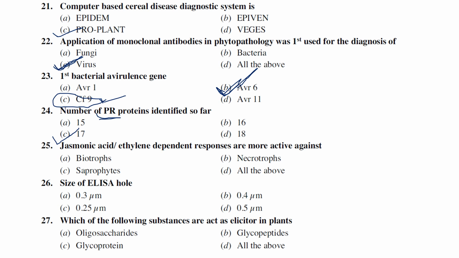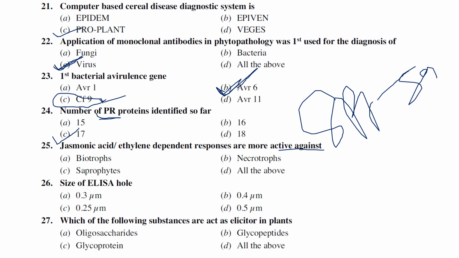So jasmonic acid or ethylene dependent responses are more active against which pathogens? Just now we said systemic acquired resistance is activated by the production of salicylic acid, right? Induced systemic resistance is activated by the production of jasmonic acid and ethylene. They're asking about biotrophs for systemic acquired resistance, right? And jasmonic acid and ethylene are active against necrotrophs and some kinds of saprophytes as well, but mostly necrotrophs.